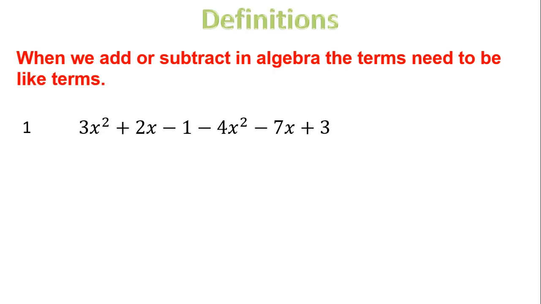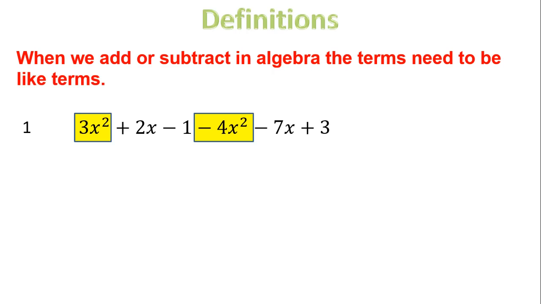Example number 1. 3x squared plus 2x minus 1 minus 4x squared minus 7x plus 3. So let's do this thing. Our first term is 3x squared, and let's highlight that one in yellow. Now let's have a look and see if we can find any other x squared terms. Hopefully you can see that the fourth term there is minus 4 and it's x squared. 3x squared and minus 4x squared are like terms.